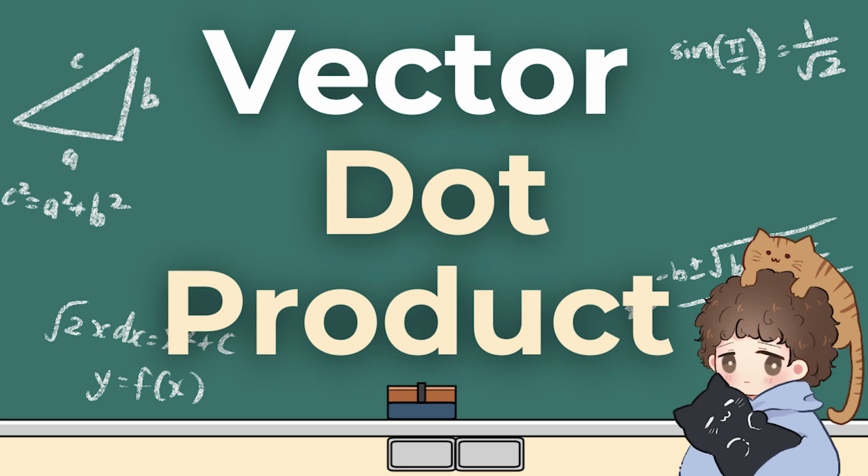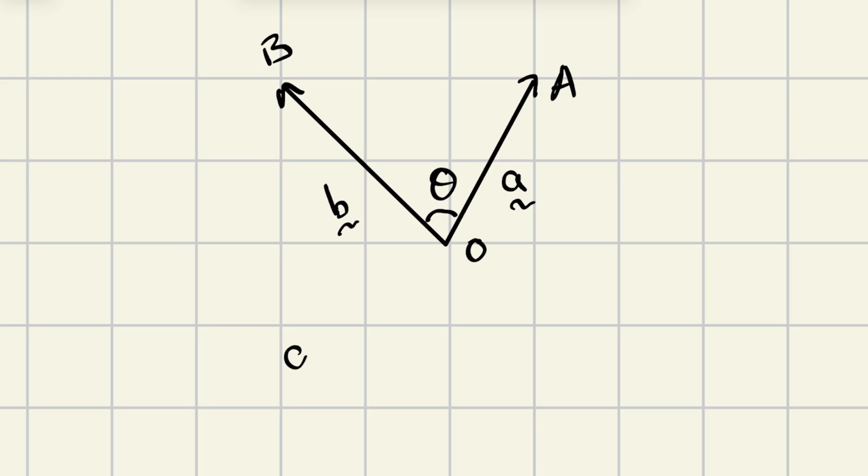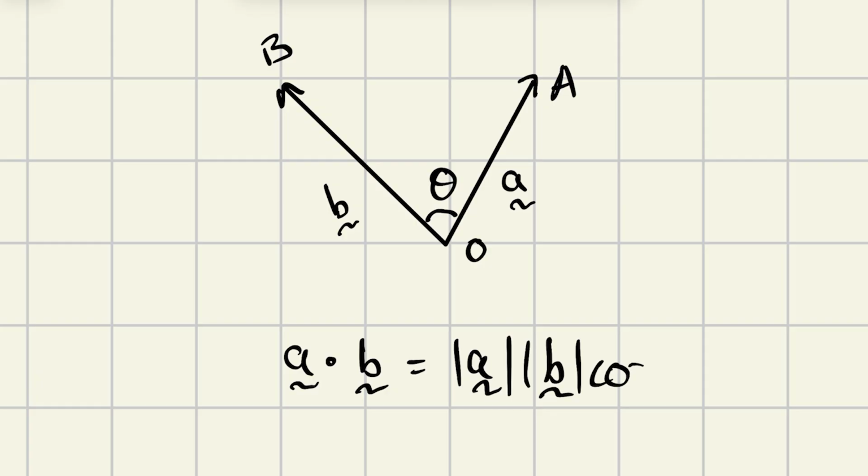Today we're looking at the dot product, a way of multiplying two vectors to get a single number. So say we have two vectors here, A and B, and they have some angle in between them, theta. The dot product, which is represented by a raised dot, is A dot B equals the magnitude of vector A times the magnitude of vector B times cos of the angle in between them.